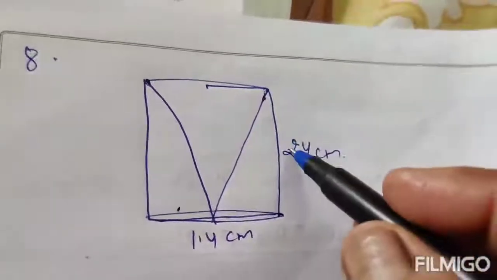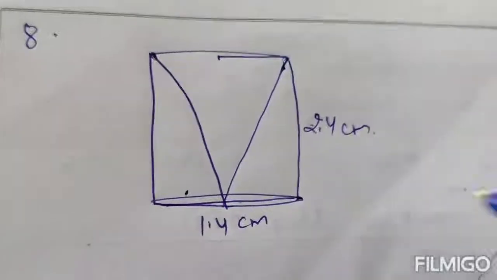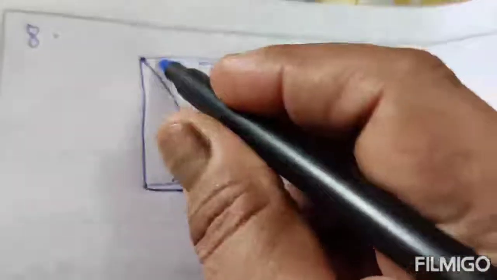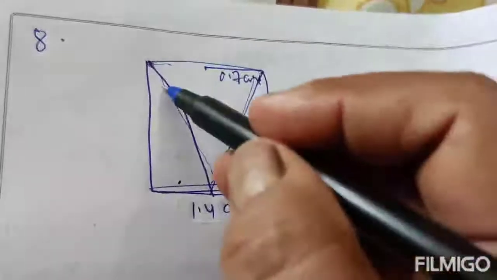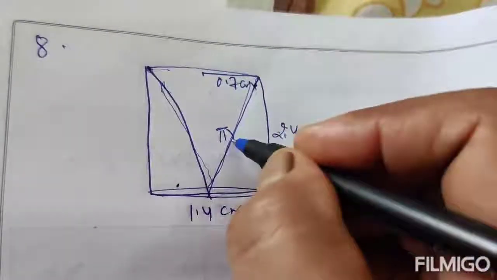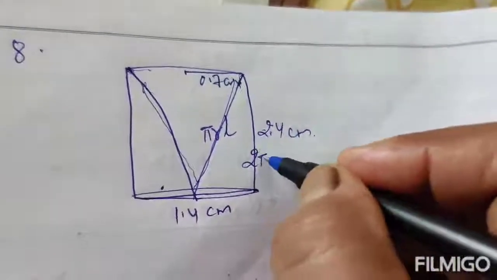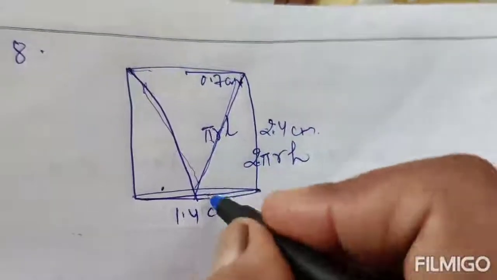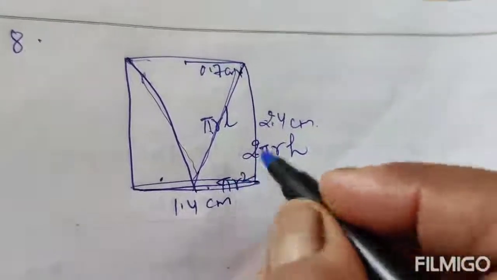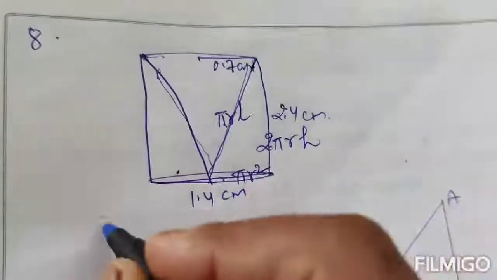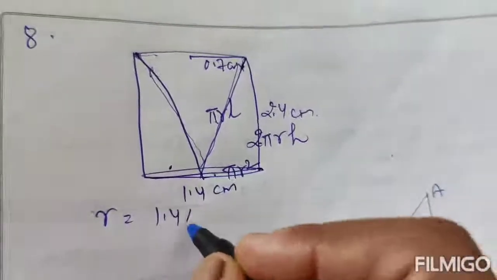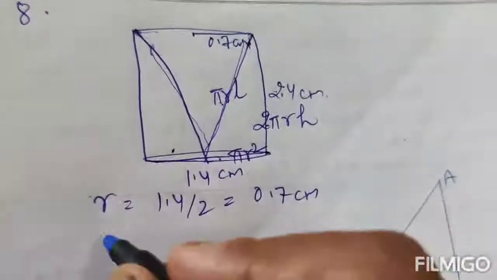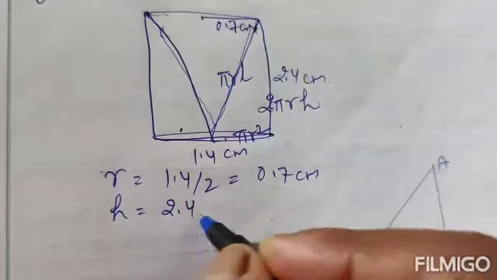Question number 8. Cylinder 2.4 centimeter deep and diameter 1.4 centimeter. Therefore radius is 0.7 centimeter. A conical cavity is cut out. It means we have to add pi r L plus 2 pi r h, CSA of cylinder plus CSA of cone, plus base pi r square. Okay. The radius equal to 1.4 by 2, it means 0.7 centimeter. And height is 2.4 centimeter.